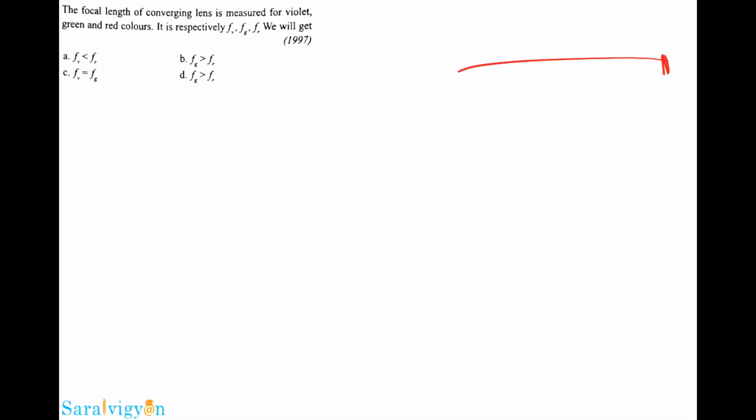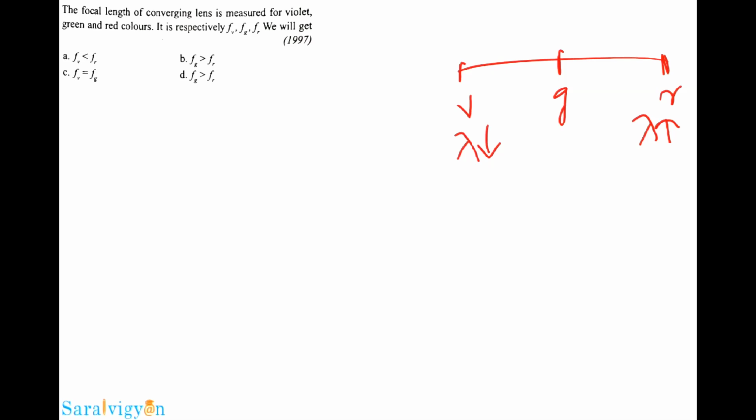in the spectrum red is the one with the most wavelength and violet is the one with the least wavelength, and in the middle we'll get green. So in terms of wavelength, for R it is more, for V it is less, and for G it is in between. So we know the relation between wavelength and refractive index.